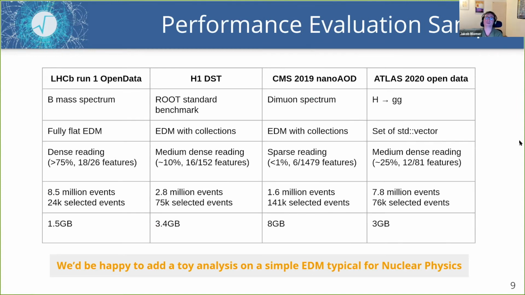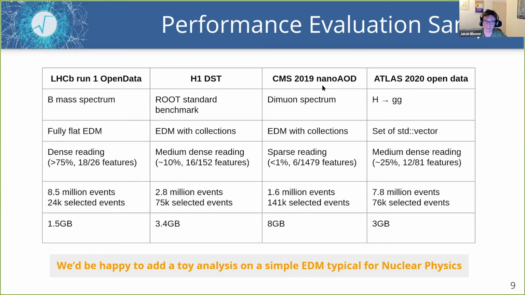We use a few standard benchmarks when we do performance evaluation. At the moment, we have put together 4 standard benchmarks that we use, and we try to have a bit of variation in different EDMs, sparse reading, dense reading, and so on. So there's LHCb Run 1 open data, there's the ATLAS 2020 open data, then from H1, the very old ROOT standard benchmark, and also CMS NanoAOD.